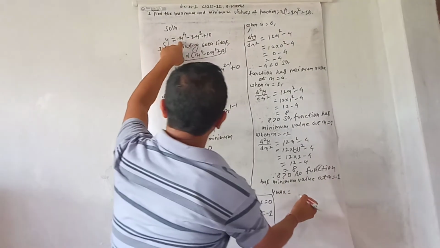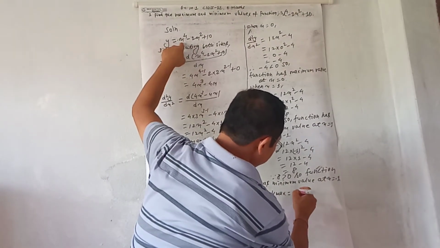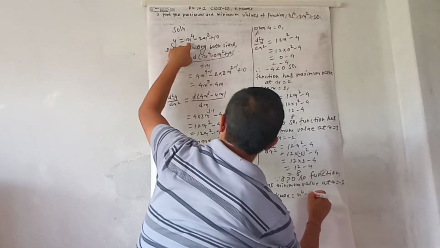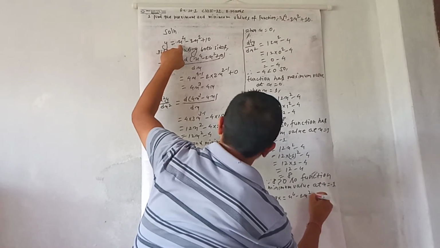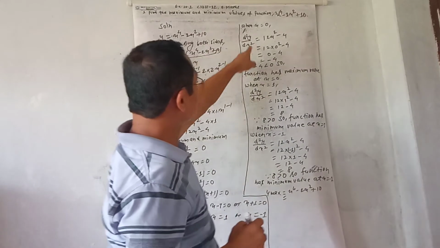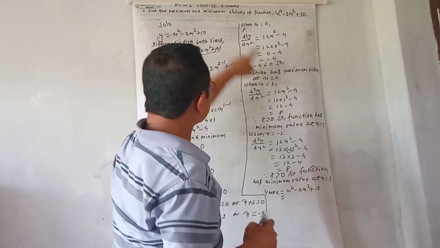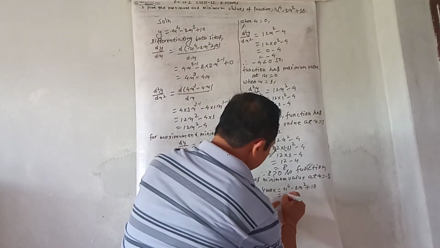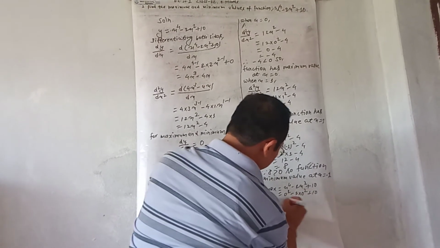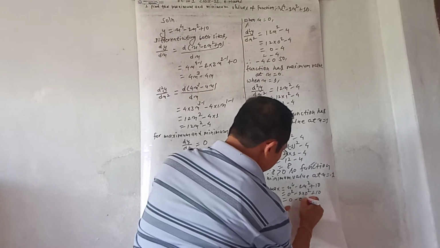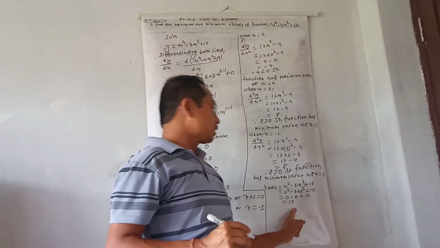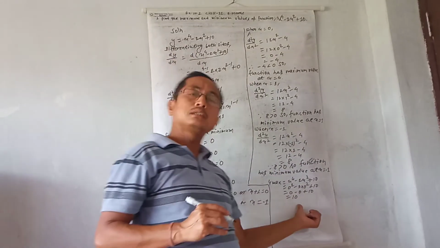So y max is equal to x power 4 minus 2x square plus 10. When x is equal to 0, the function has the maximum value, so we put the x value 0. Then 0 whole square minus 2 into 0 square plus 10 is equal to 0 minus 0 plus 10, equal to 10. So the maximum value of the given function is 10.